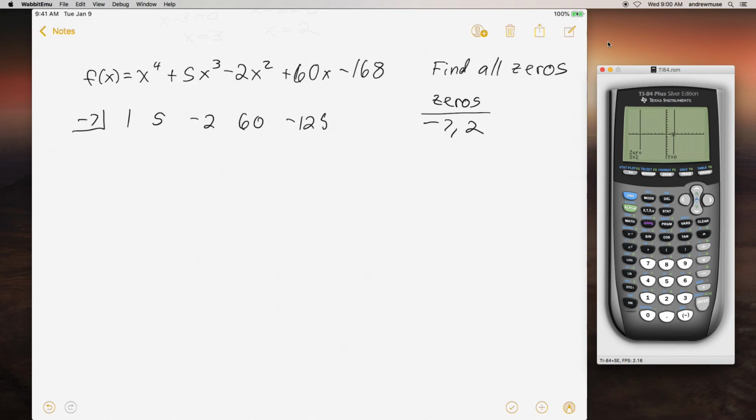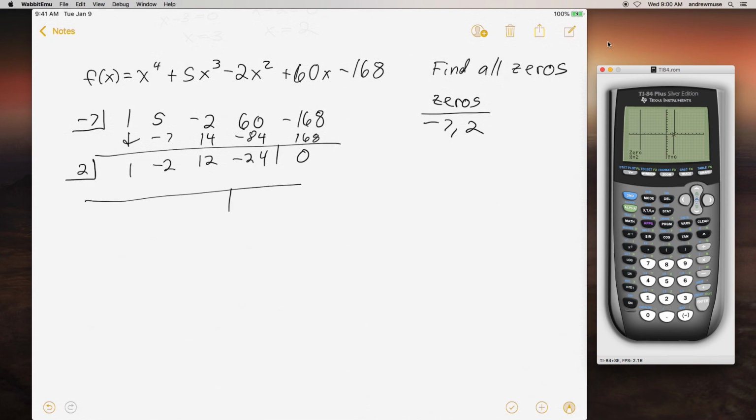Oops, that's 168, not 128. So we get 1, -7, -2, 14, 12, -84, -24, and -24 times -7 is 168. Okay, I've simplified it a little bit. Now let's simplify it again with the 2. 1, 2, 0, 0, 12, 24, 0.